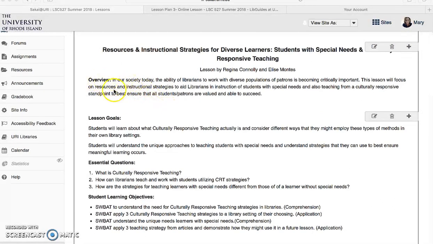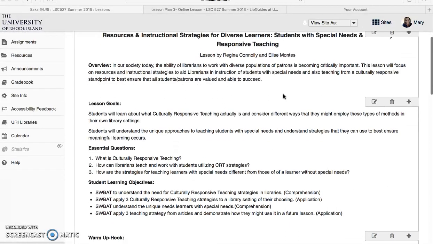So they gave a nice overview. In our society, they justify that librarians work with diverse populations, and then they tell you what this lesson is going to focus on, and it's going to aid librarians in instruction of students with special needs. So they say, hey, this lesson is for librarians who are going to be instructing patrons with different needs. So that's great. Gives you some context.